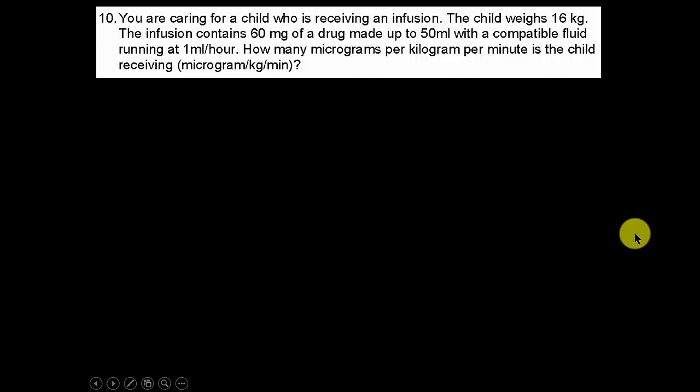I have simply mimicked the units that it gave in the instruction table. Final question. You are caring for a child who is receiving an infusion. The child weighs 16 kilograms. The infusion contains 60 milligrams of a drug made up to 50 millilitres with a compatible fluid running at 1 millilitre per hour. How many micrograms per kilogram per minute is the child receiving? Now they've given us here the unit that we are aiming for, and that will be the units we put in our answer box. This is, in my opinion, the hardest question on the paper. Let's take it one step at a time.